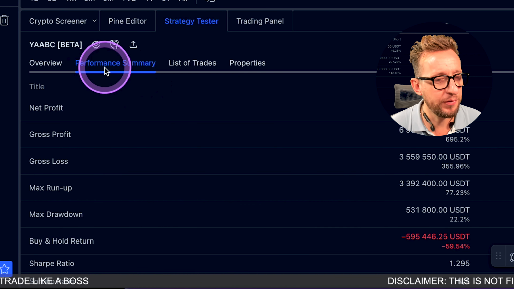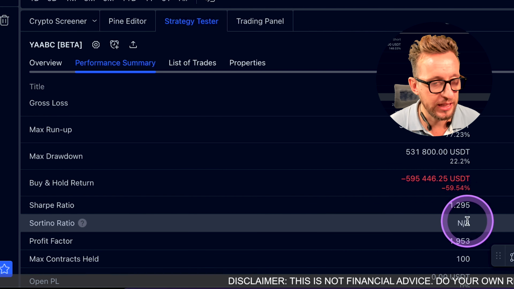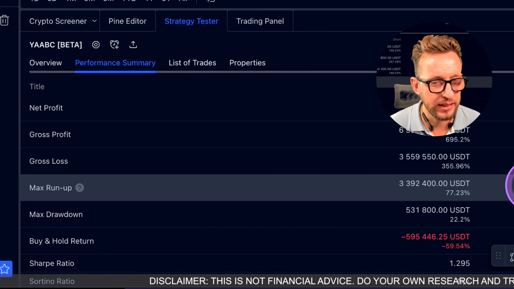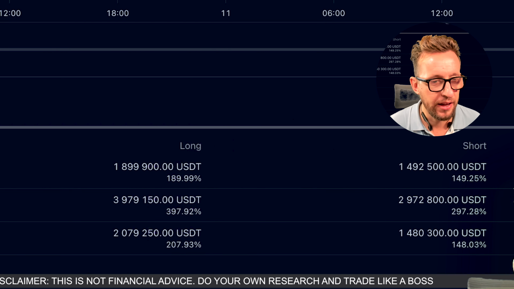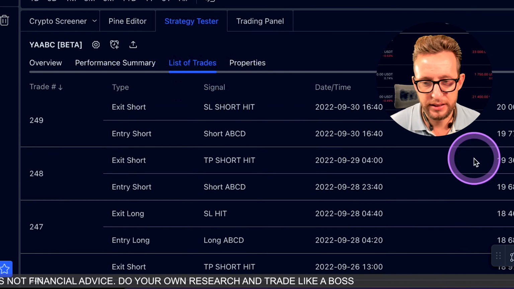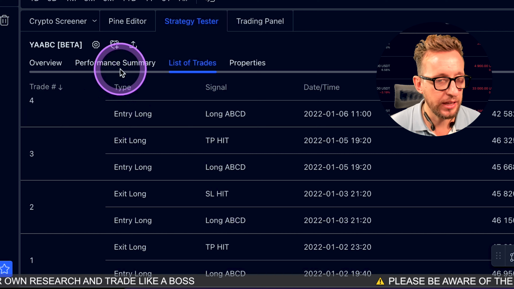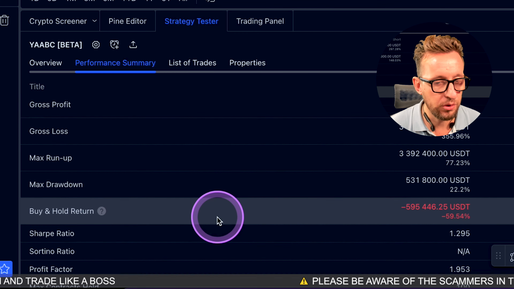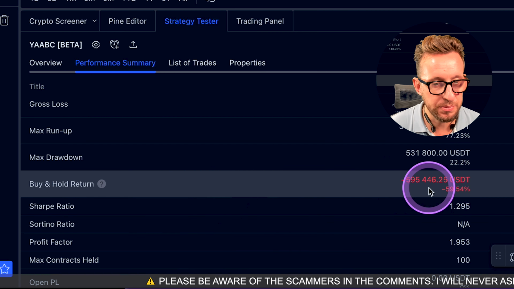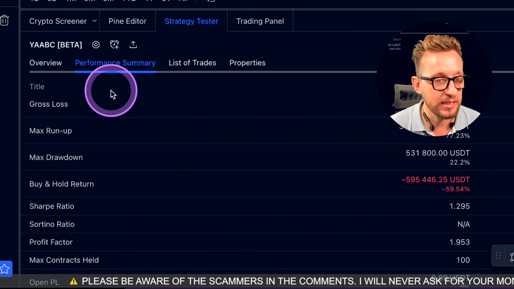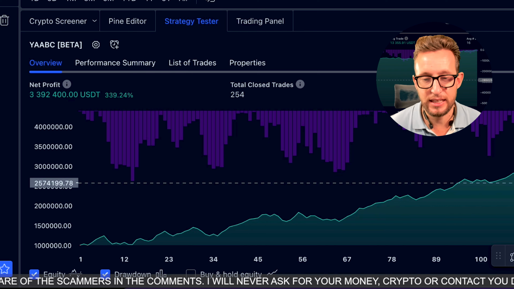If I go over to the performance summary over here, we can go down, we can see that Sharpe ratio is 1.29, which is excellent. Sortino ratio hasn't managed to calculate. We have longs and shorts, you can see the data there. Our first trade was all the way back, if I go to the bottom here, in January 2022, and if we would have looked at the buy and hold, which we can use as a benchmark, but nowadays in crypto, who wants to use it as a benchmark? The benchmark was minus 59%. So we absolutely smashed that using the harmonic pattern, ABCD pattern.